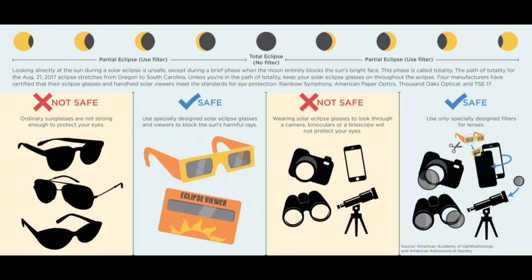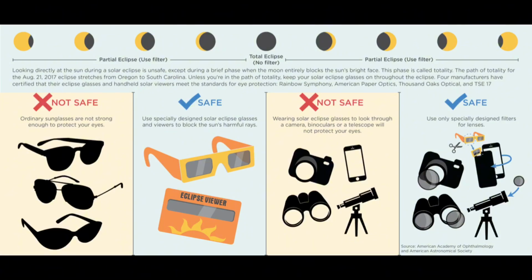Also not safe is looking through any sort of lens without a filter over it. That's your camera, photo, binoculars, telescope. Still not safe, still not protecting your eyes from the sun. It's good to get something where you have a filter that goes over the lens so it's still safe for you to look at it and maybe take some cool pics if you want.